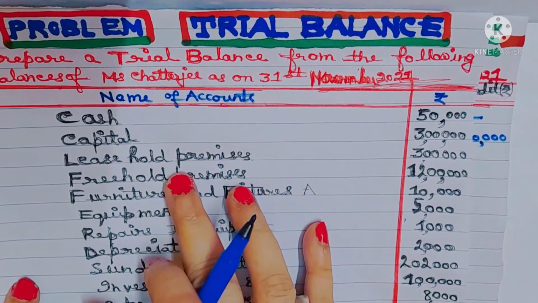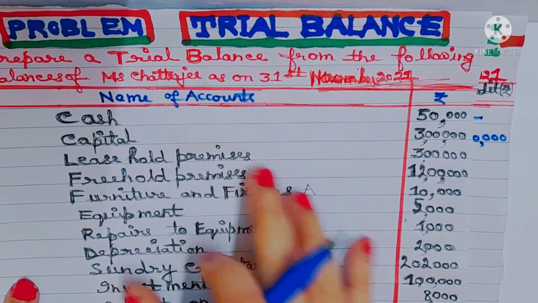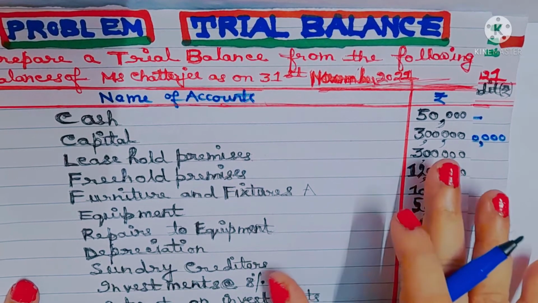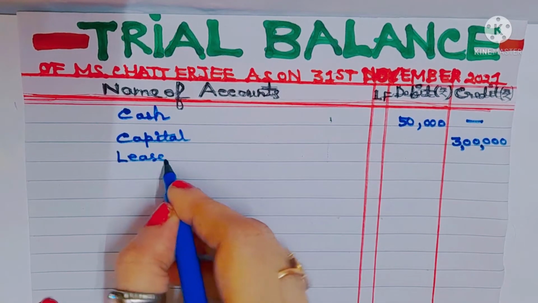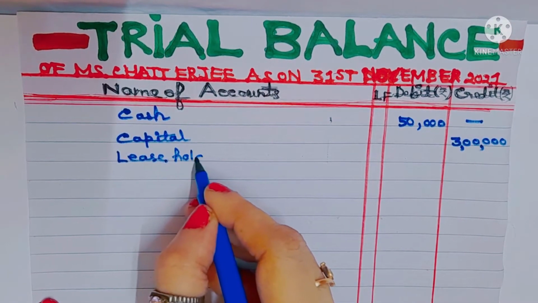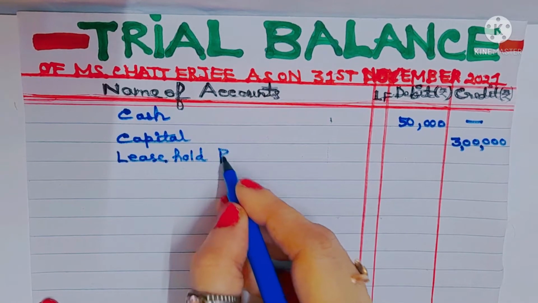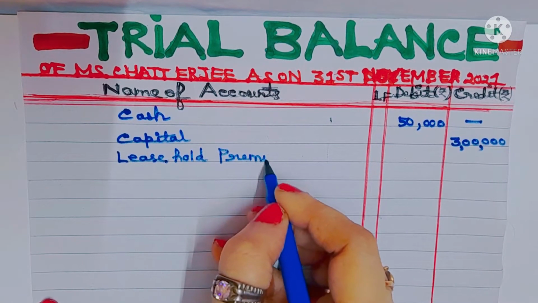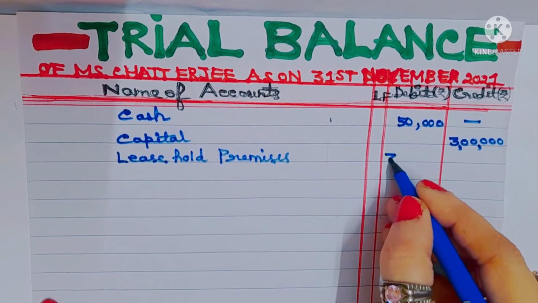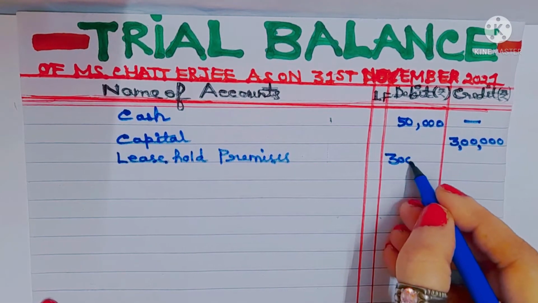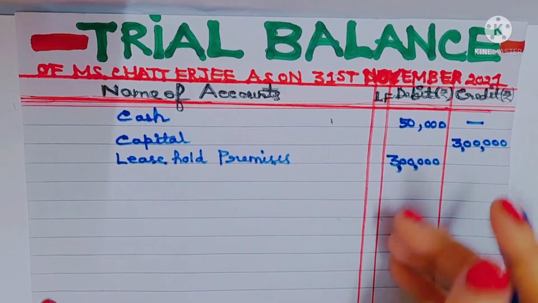The next account is leasehold premises. The amount is 3 lakhs. Let's write leasehold premises. What is the amount? 3 lakhs. Leasehold premises is a debit balance. That is the reason we are writing in the debit column.